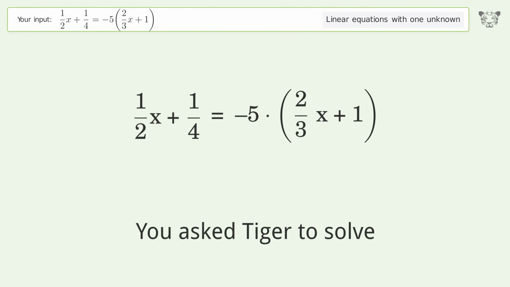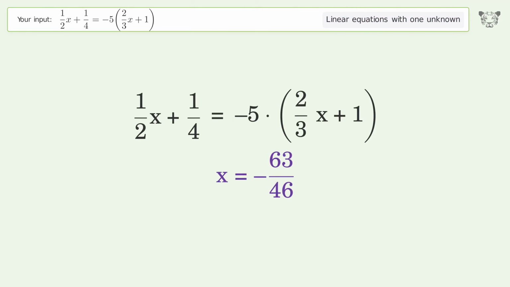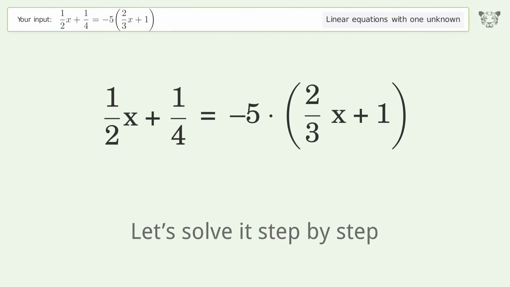You ask Tiger to solve. This deals with linear equations with one unknown. The final result is x equals negative 63/46. Let's solve it step by step.